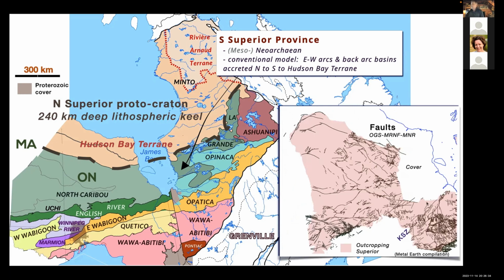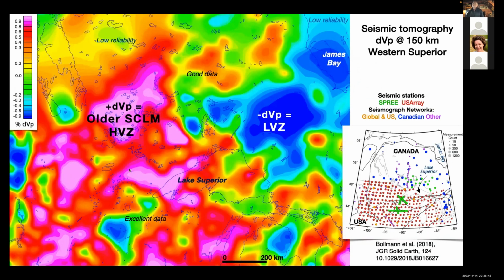And so a notable exception of that is this Kapuskasing Structural Zone, the KSZ on that image, which trends northeast-southwest, that I'll get back to.